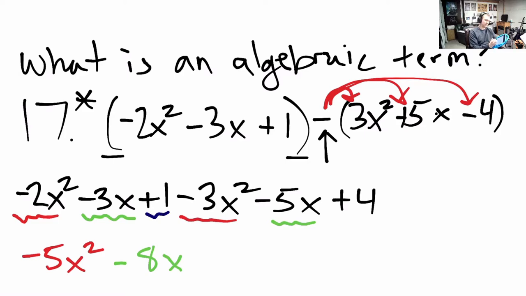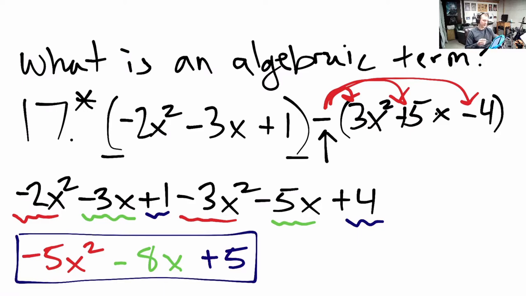Then we've got some constants here. These are the zeroth degree terms. And so we've got 1 and 4. Altogether, that's 5. Okay, and that's the final result. We've subtracted one trinomial from another to give us this final solution. The way that I've written it is the standard way of writing it, where you've got the highest degree term on the left, and you work your way down on the right. So this is called the standard form of a polynomial.